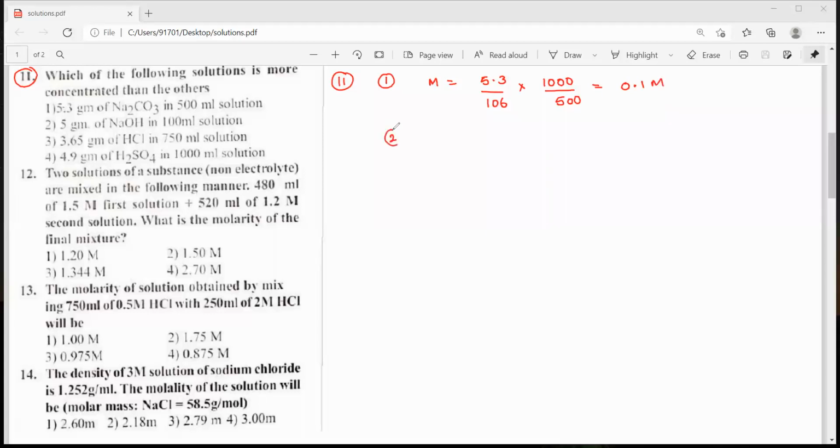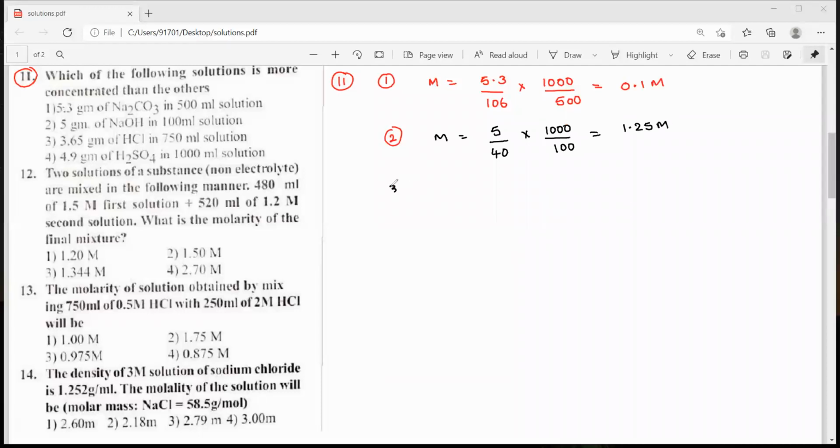Let's see the second option, dear students. The second option: 5 grams of NaOH is present in 100 ml. So the molarity of the NaOH solution is equal to weight by gram molecular weight of NaOH, which is 40, into 1000 by 100. 1000 by 100, on simplification, we will get 1.25 molar.